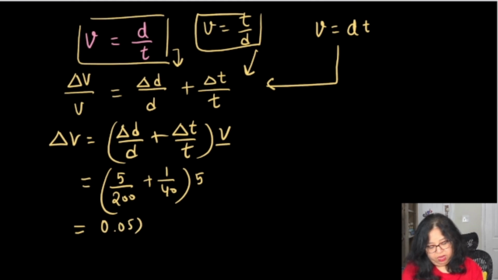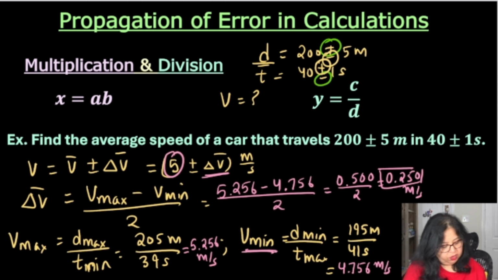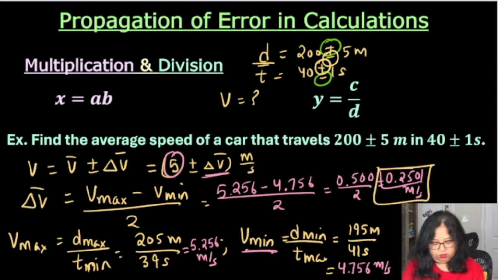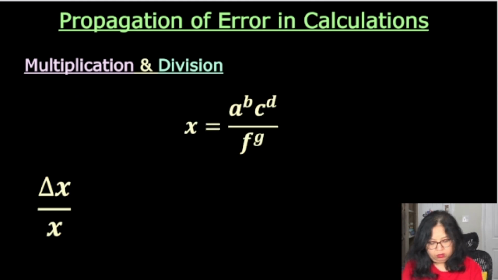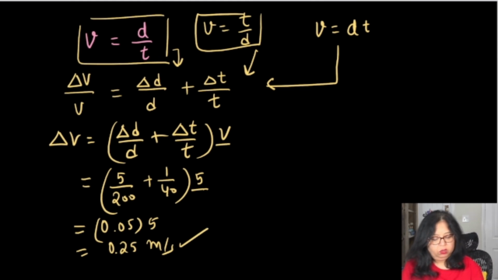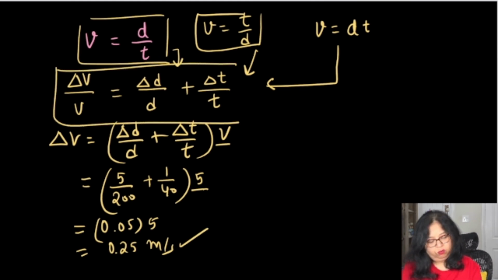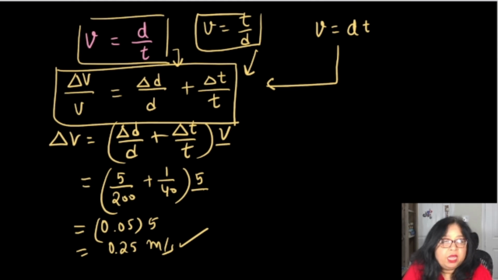0.05 times this 5 over here gives me 0.25 meters per second. What did I have on the last slide? 0.250. Same answer. So this is the formula that we could use for multiplication or addition. Where does it come from?